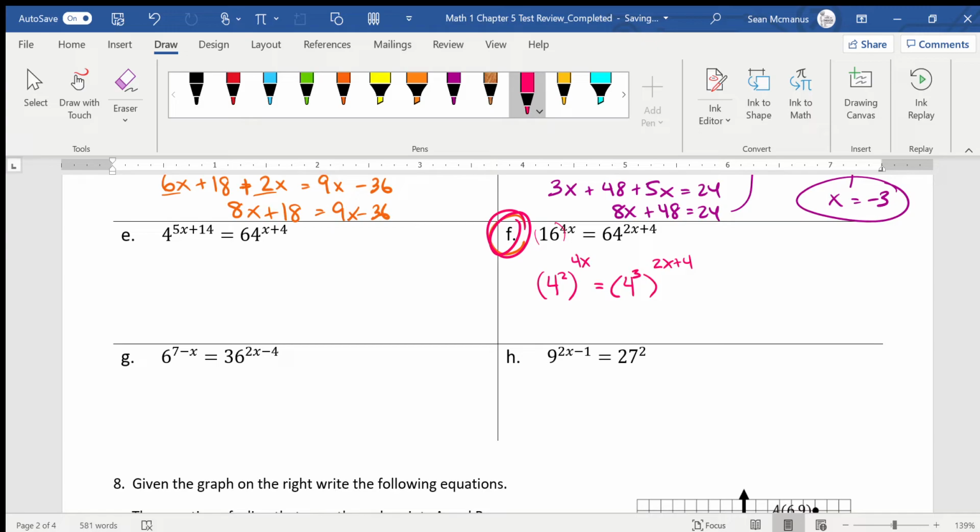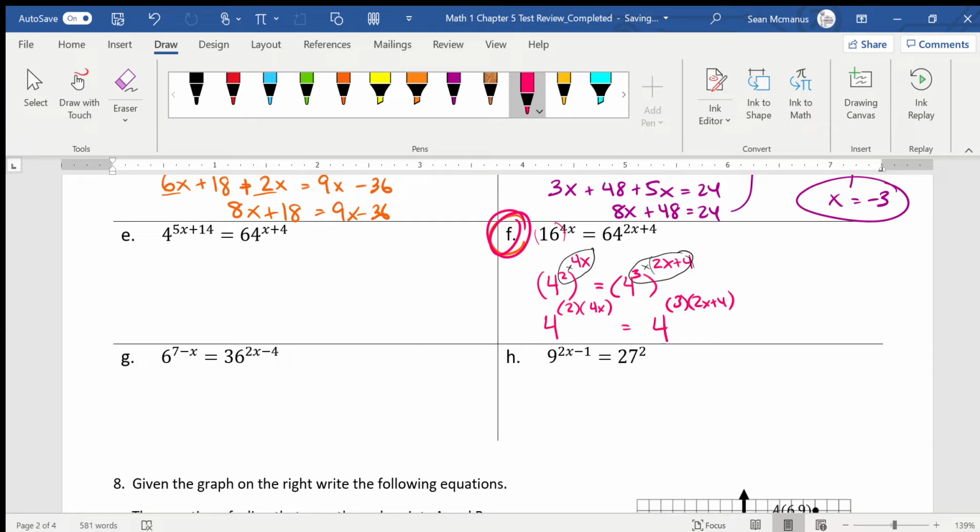But now I have to apply exponent rules. I have a power to a power on both sides. When I have a power to a power, I multiply them. Right? I have to multiply them. So I'm going to end up with 4, and I multiply the exponents. 2 times 4x. And over here I have 4 to the 3 times 2x plus 4.